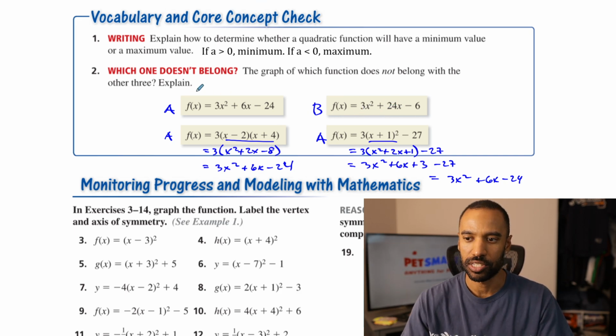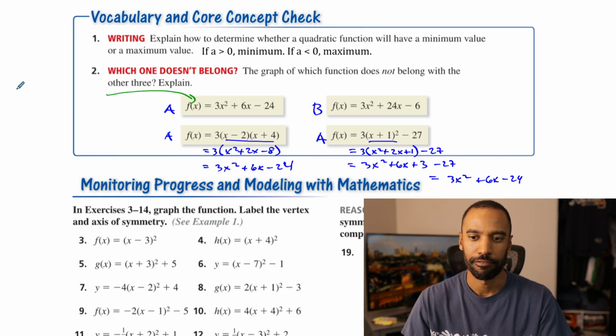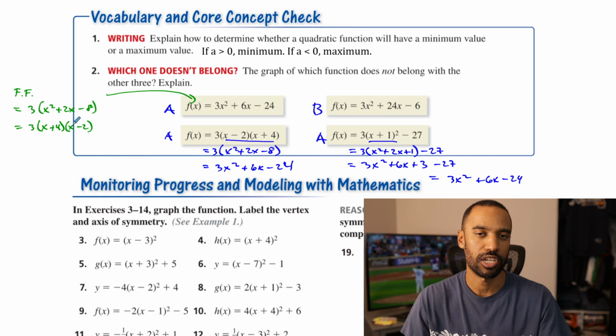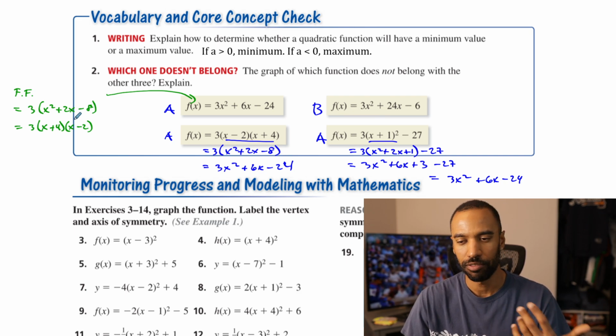Now, if I go up to this A as well, I want to show a couple things on this. How I can go to factored form, or I should really call it intercept form, but factored form, I do it by factoring. Start with the greatest common factor of 3. You get x squared plus 2x minus 8. Then you find what two numbers multiply to make negative 8 and add to make 2. Those are 4 and negative 2. X plus 4 times x minus 2. And you have your factored form. That should match with this. Oh, they wrote x minus 2 first. But that should match up with that, right? If it's factorable, you can factor it.